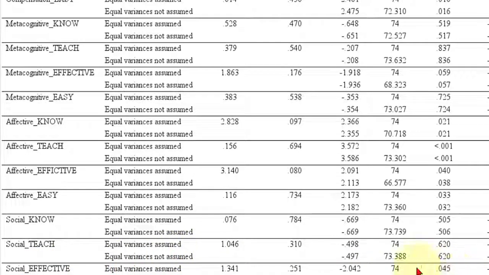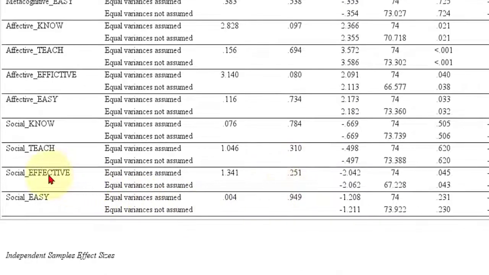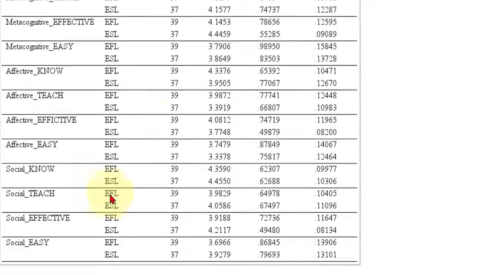Once you know there's a significant difference there, you scroll back up to the means tables, and there's your social, I forget which one it was. So social effective, and this one is different. This one says the ESL group is significantly higher than the EFL group. For this one, we know there's a significant difference because the t-test tells us so down below. Then we look at the means, and the ESL is higher than the EFL. In your other tests it was different. The EFL group was higher than the ESL group.